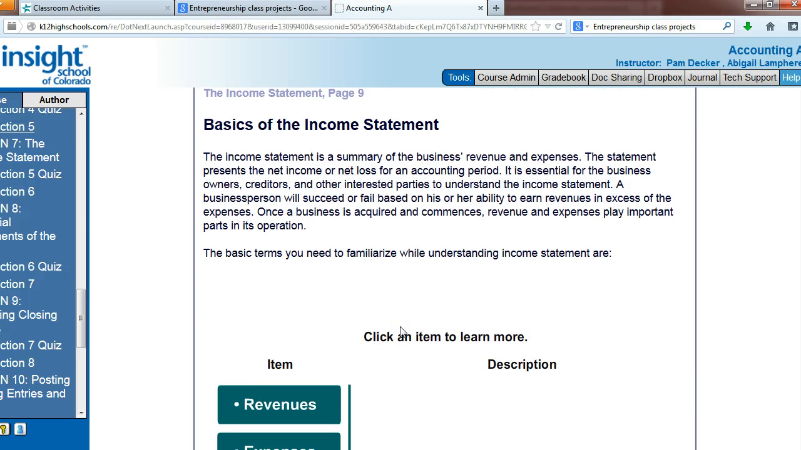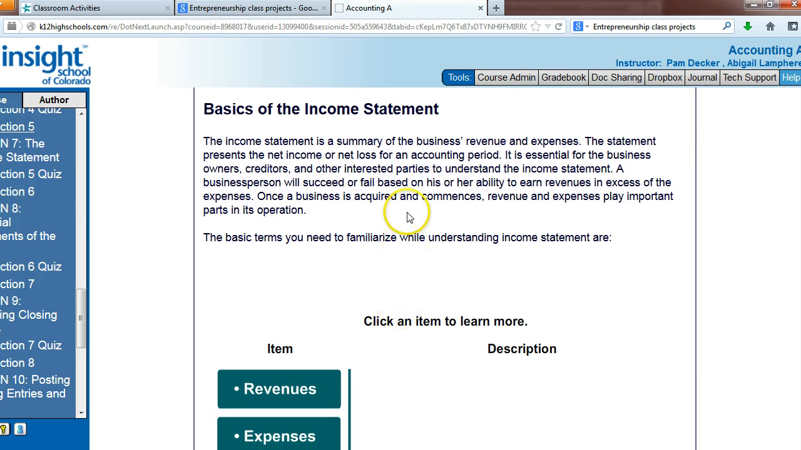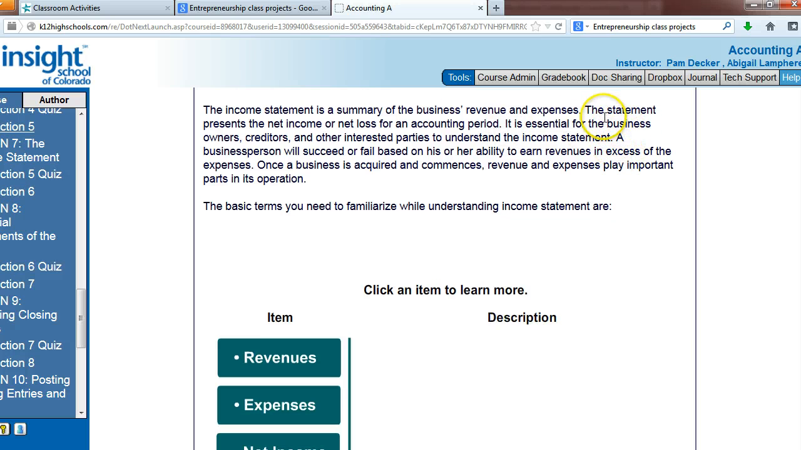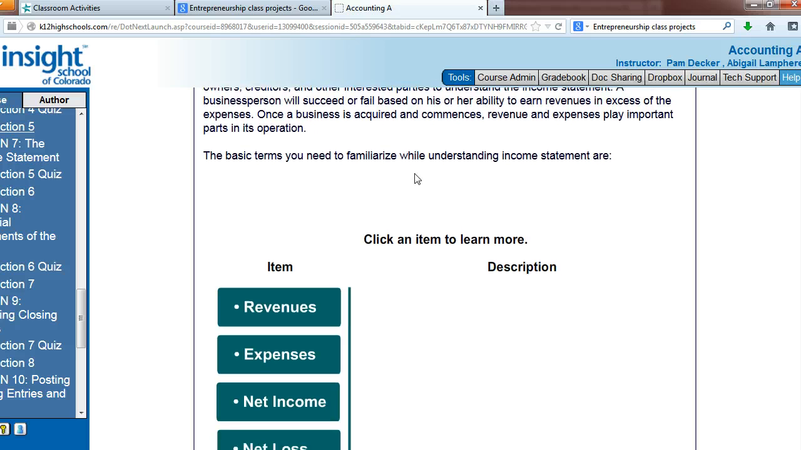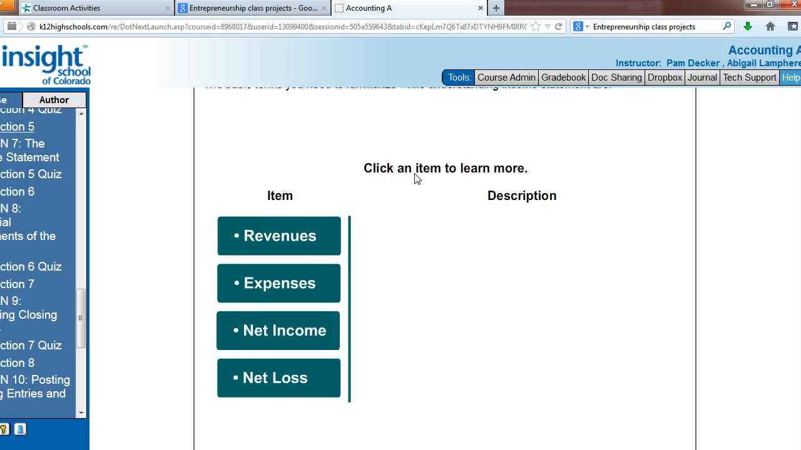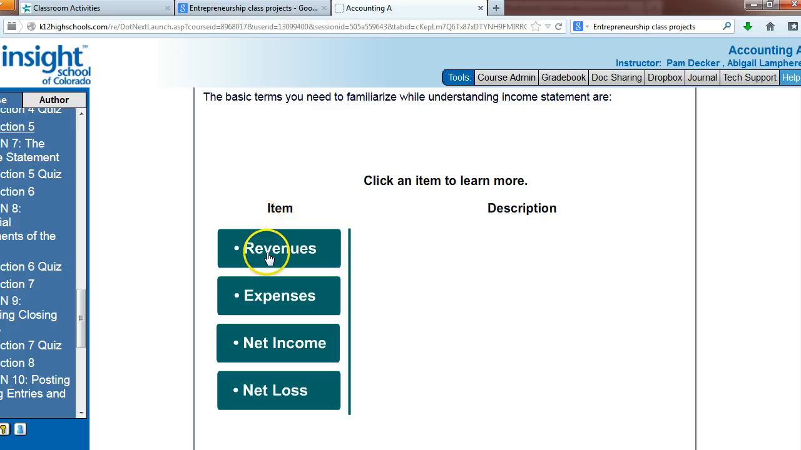Okay, basics of the income statement. Again, the income statement is a summary of the business's revenue and expenses. We know this. When we did the accounting worksheet and transferred the balances, we only transferred the revenue and the expense account balances over into the income statement columns. And the statement presents the net income or net loss for an accounting period. We knew that.